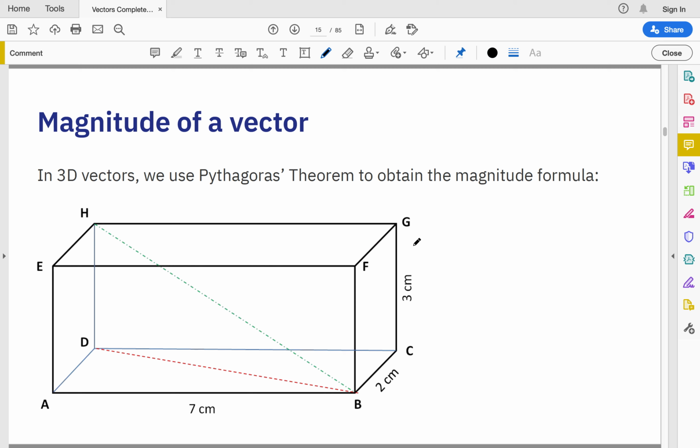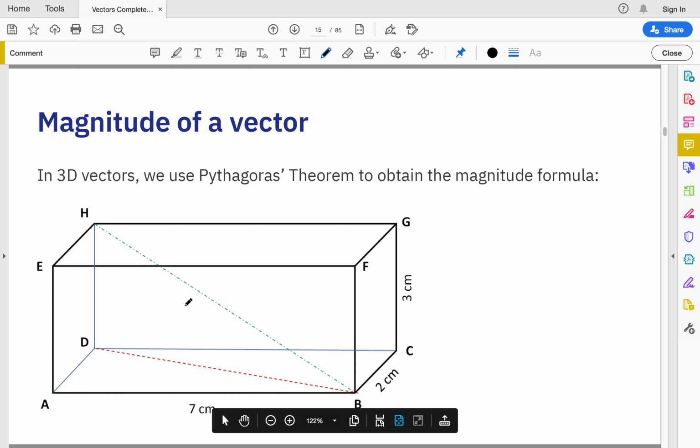So we know that in the 2D world, we can use Pythagoras theorem to obtain the formula square root of x squared plus y squared, something like that. So in the 3D world, we would have to find the length of, say, B to H, where it's moving in the x, y, and z axis. So we can call this, let's say, x, y, and z.